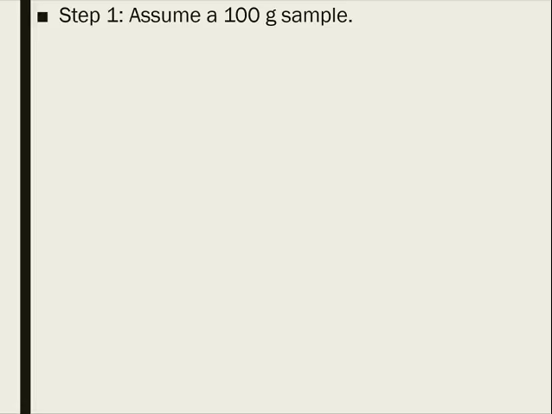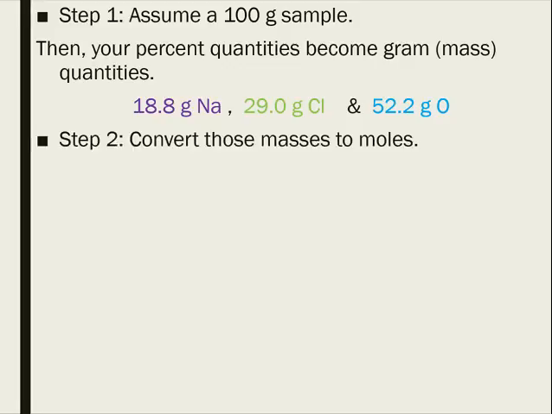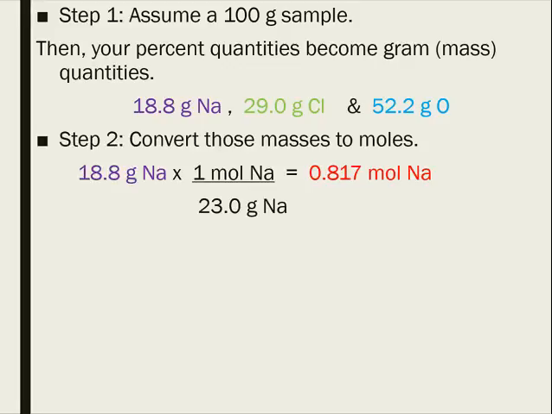Again, we've already talked about these steps, but this is the big, long process. Step 1, assume a 100-gram sample. Then your percent quantities become grams quantities, or they become masses. So we then have 18.8 grams of sodium, 29.0 grams of chlorine, and 52.2 grams of oxygen. Next, convert those masses into mole values.